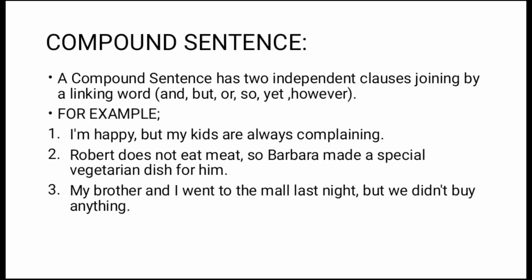Now the second type is a compound sentence. A compound sentence has two independent clauses joined by a linking word, which would be a coordinating conjunction or a subordinating conjunction. In the compound sentence we have two independent clauses joined by a linking word, but in the simple sentence we had only one independent clause. Let's see the examples. I am happy but my kids are always complaining. Here "I am happy" and "my kids are always complaining" are separate independent clauses joined by a coordinating conjunction.